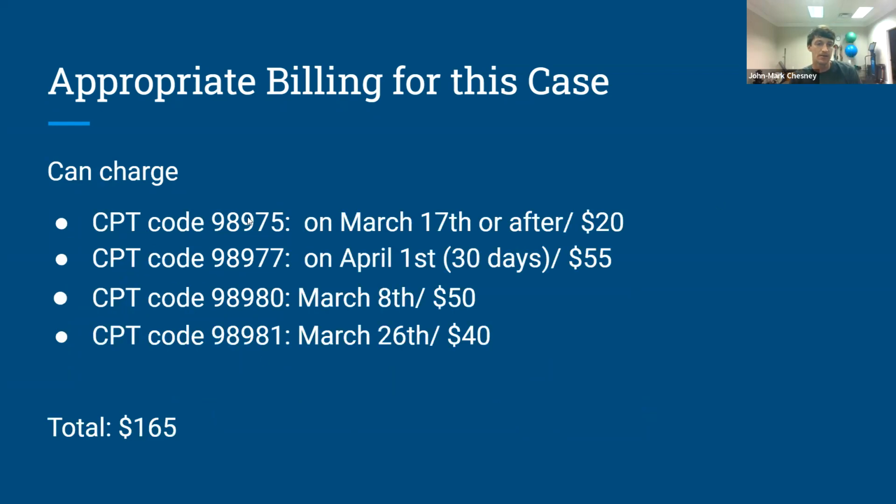So 98975 is eligible for billing on March 17th. That's the initial setup and education, but we have to wait at least until 16 days of monitoring before we can bill that. Is it March 16th or the 17th? I would just keep it on the 17th, you're safe, and $20 there.